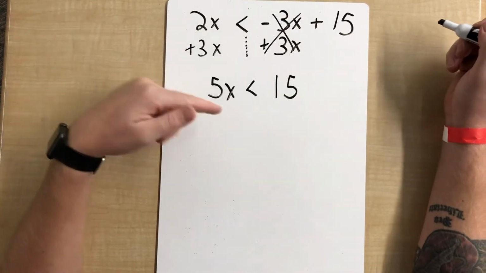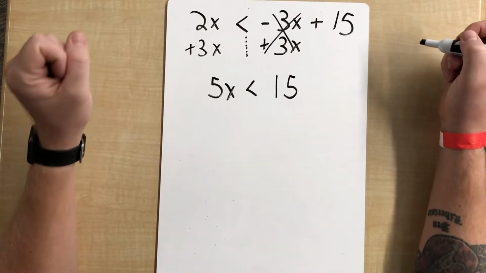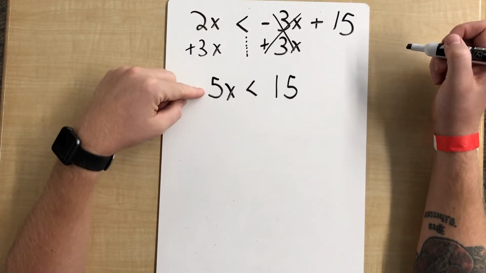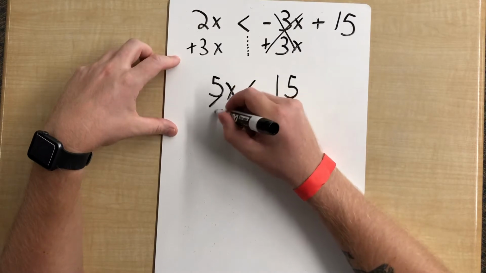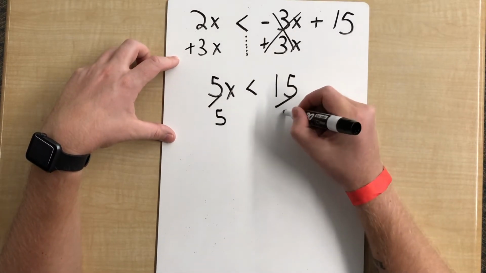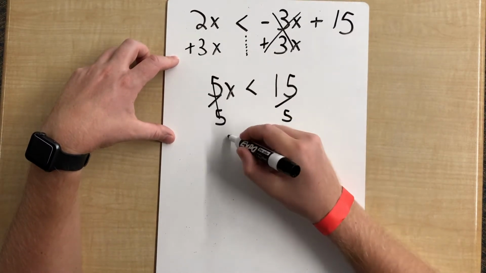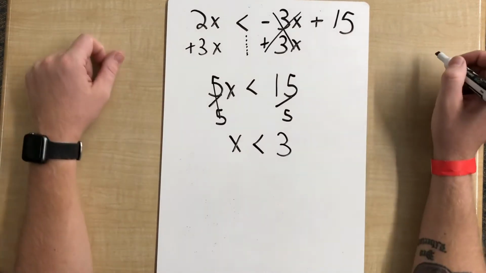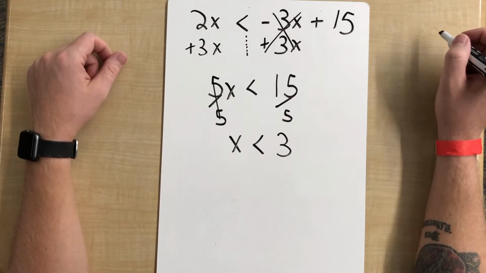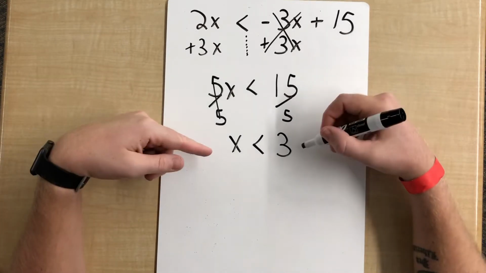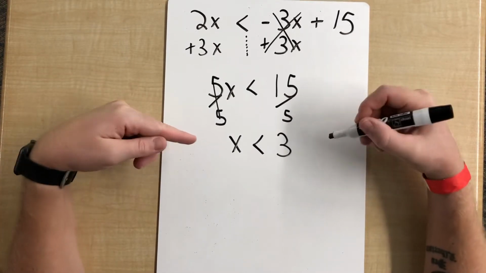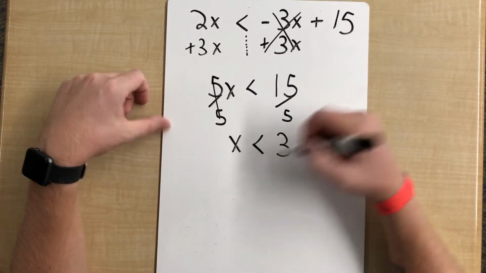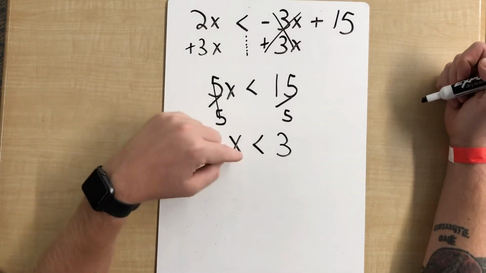And then finally, my x is not by itself yet. I need to isolate that variable, get it all by itself. If that's being multiplied by 5, I'm going to divide by 5. Divide by 5, cancel out. x is less than 3. 15 divided by 5 is 3. So this tells us the solution set to this inequality is anything that's less than 3. Notice it doesn't include 3 because there's no equal sign right there, all right? x is less than 3.